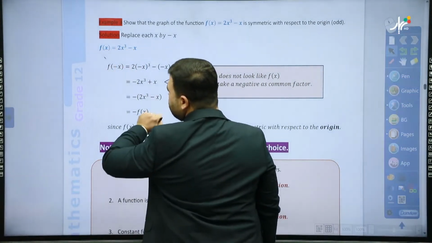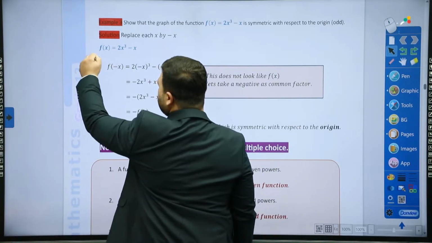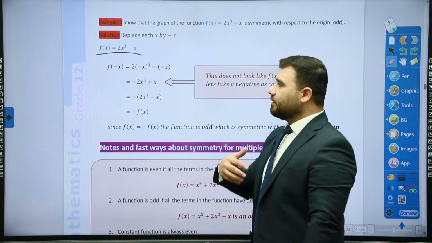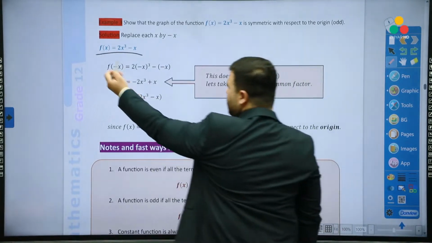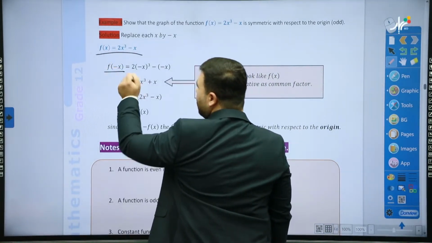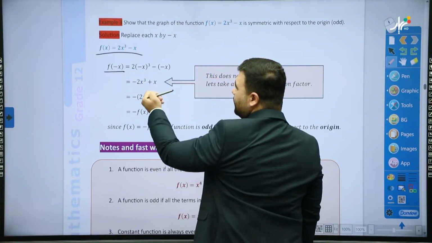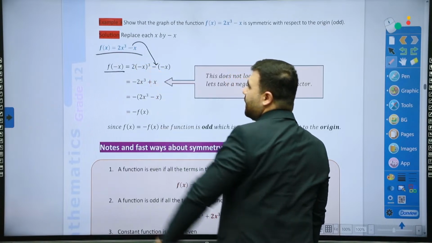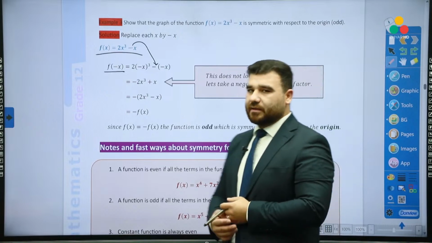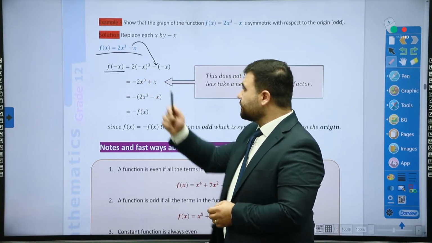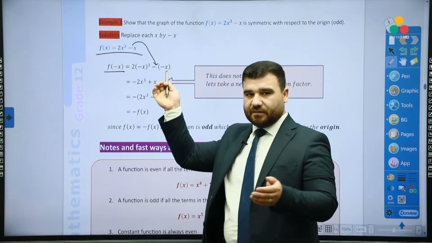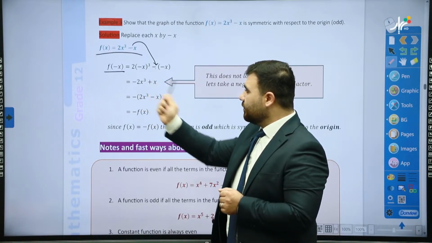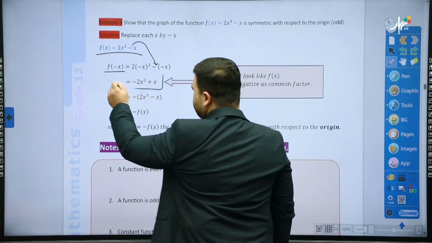Now this is the function. Each single x should be replaced with negative x. Then, rewriting the function with this replacement, f(x) becomes f(-x). 2x cubed is 2 times (-x) cubed, minus, and then instead of x we have negative x. Now if we simplify this, (-x) to the power 3 stays as negative x cubed, times 2, gives negative 2x cubed. Negative negative will be positive. Now in this step we stop.